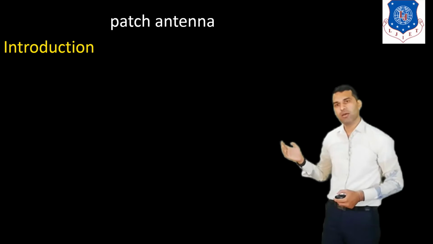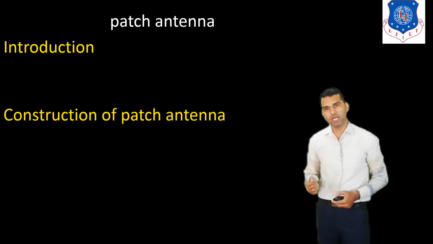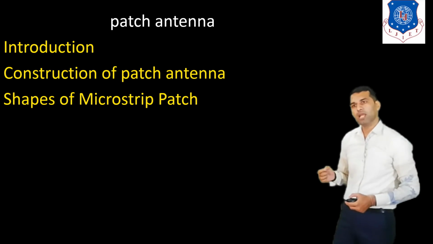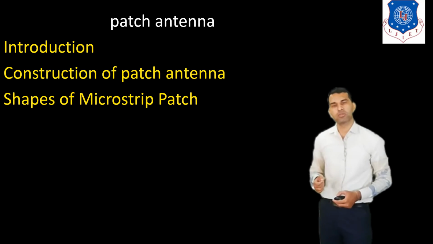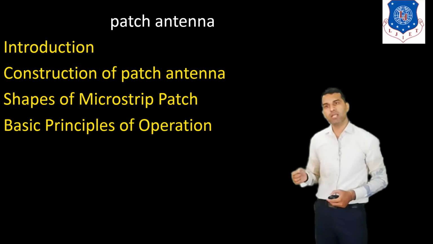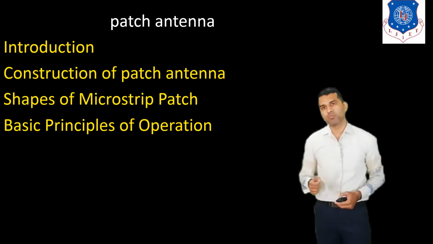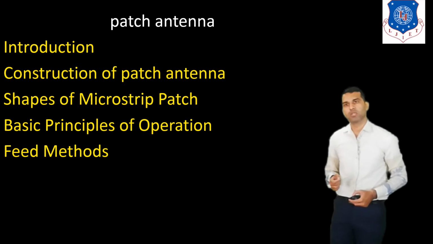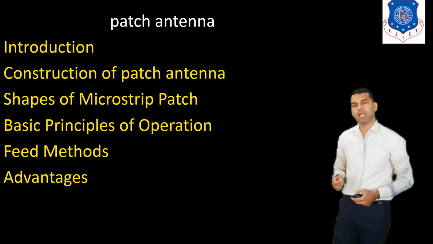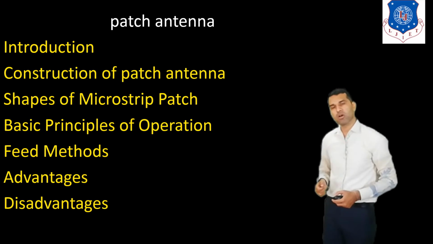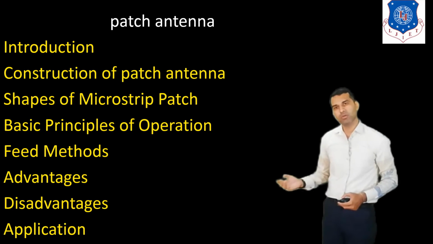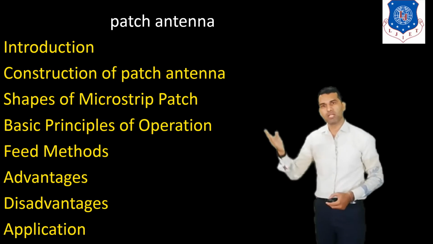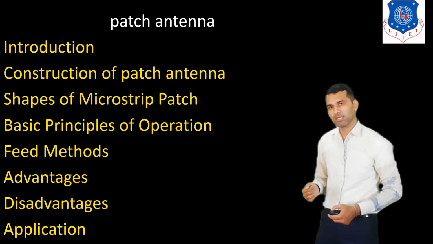In the patch antenna, we first study the introduction of the patch antenna. Then we discuss the construction of the patch antenna. Then the shape of the microstrip patch. Then the basic principle of operation of the patch antenna. Then the feed methods of the patch antenna. Then the advantages and disadvantages of the patch antenna. And last, we discuss some applications of this patch antenna. So we start with the introduction of the patch antenna.